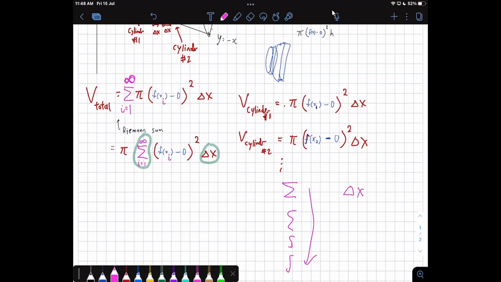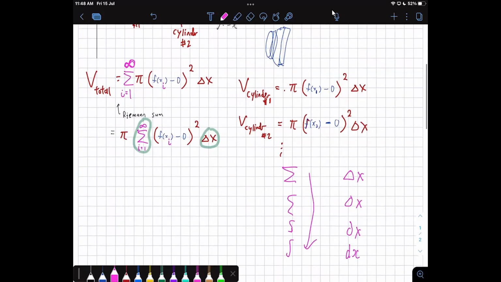Delta x. Delta x. Doesn't it look like a dx? It's like the history of Chinese characters, evolution. Same, right? Looks the same, right? And by definition, it's in university already.